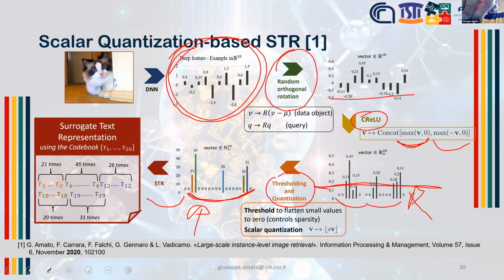So for instance, in this case, the first element of the vector is 21. So we repeat the word representing the first element of the vector 21 times. The second is 45, so we repeat it 45 times. This is 26, we repeat it 26 times. So this is the text document that we insert inside Lucene.